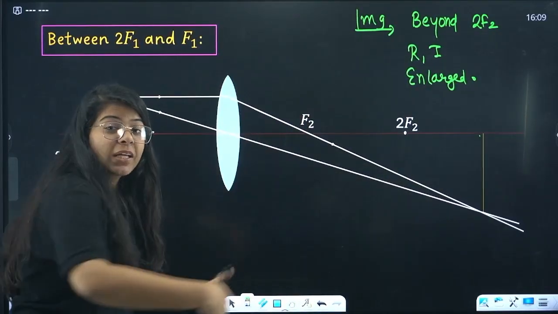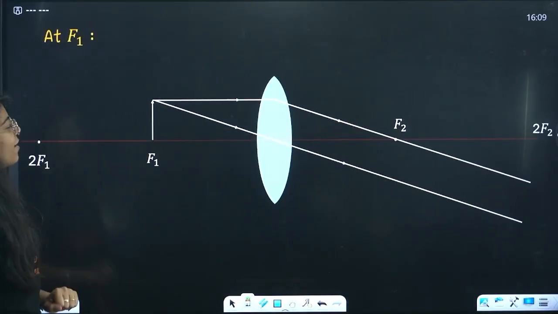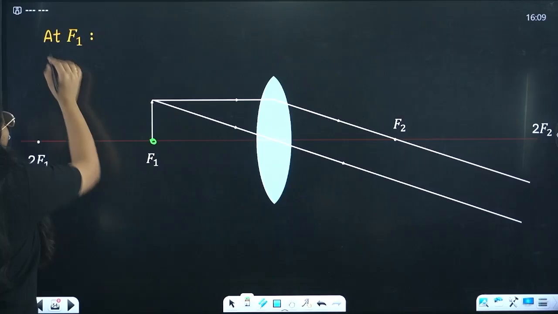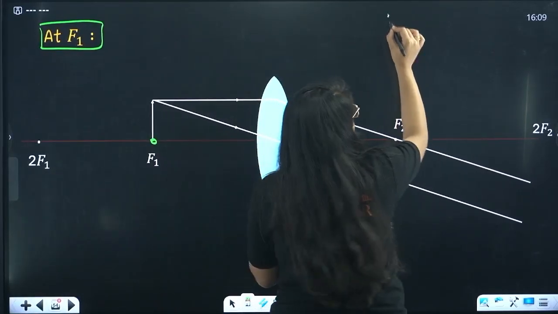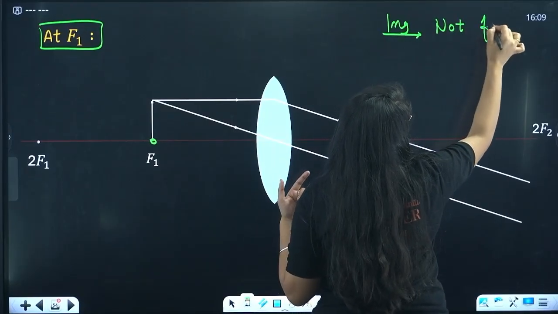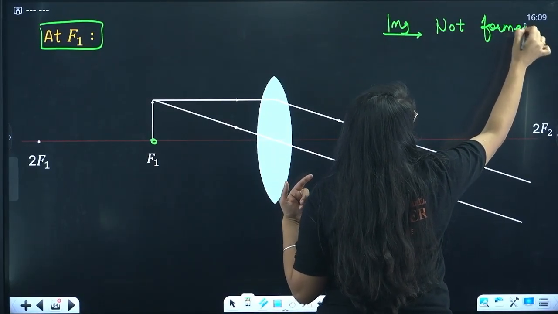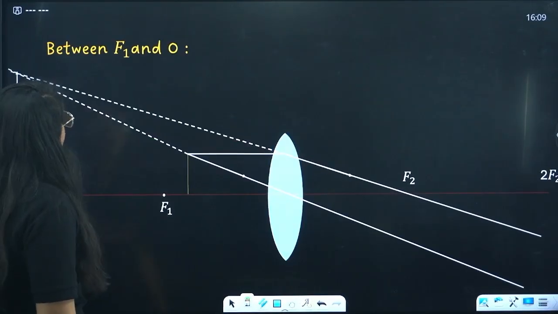Understood. Now bring the object more closer. It will be at F1. The object is now at F1. The image will be, ma'am, not formed. The image will simply not be formed, just like our concave mirror. Done. Next, more closer.